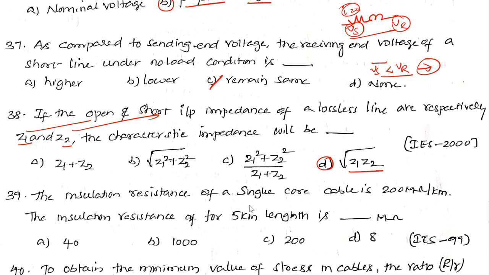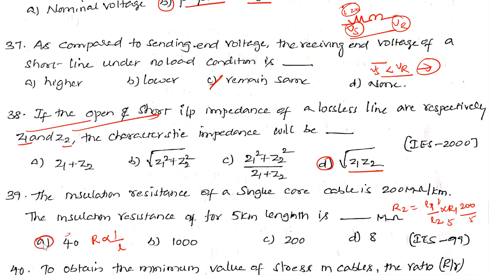The insulation resistance of single core cable is 200 mega ohms per kilometer. The insulation resistance of 5 kilometer length is dash mega ohms. The concept here is that the insulation resistance is inversely proportional to length. So just apply the formula R2 equals L1 divided by L2 into R1. Length L1 will be 1 kilometer, L2 will be 5, R1 will be 200. So 200 by 5 is nothing but 40. The answer is 40 mega ohms here.